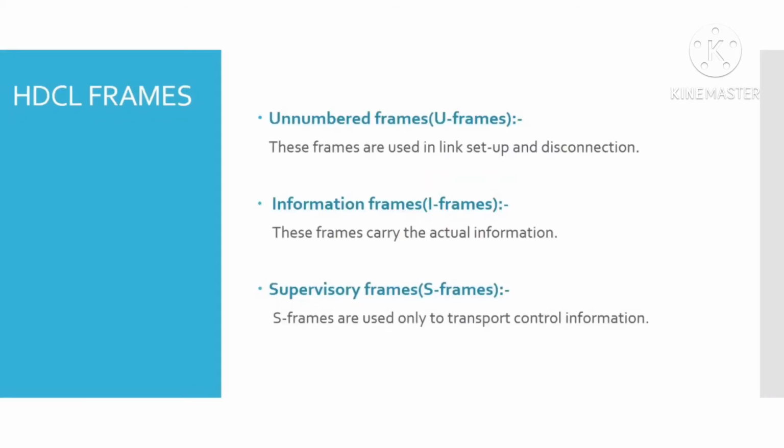HDLC frames. U frame means unnumbered frames. Those frames are used in link setup and disconnection. I frame means information frame. Those frames carry the actual information. S frame means supervisory frames. S frames are used only for transferring control information. All three frames are most important in the HDLC frame connection.